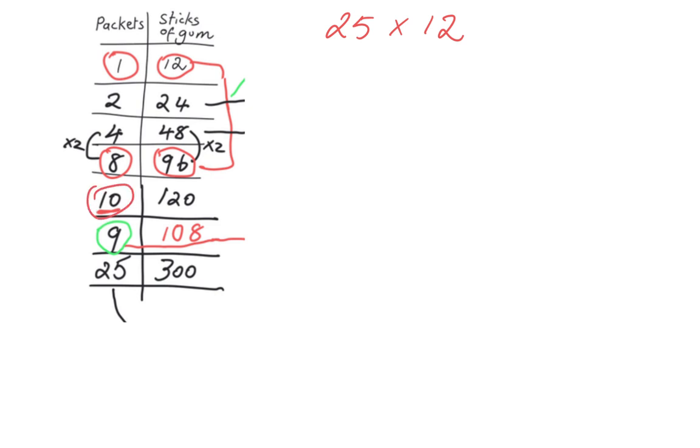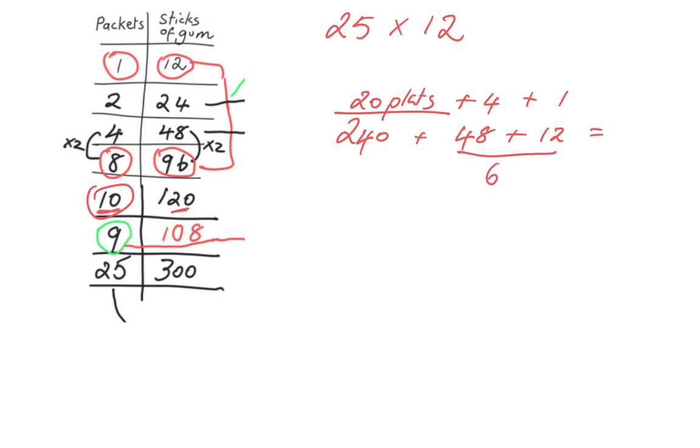If we double the 10, that gives us 20. So we double the 120, that gets us to 240. Okay, so that's our 20 packets. Then we've got to find the 5. And so they said, okay, well, then we can add 4 packets, and that gives us our 48. And then we can add another 1, and that gives us 12, and that altogether gives us 300 sticks of gum.